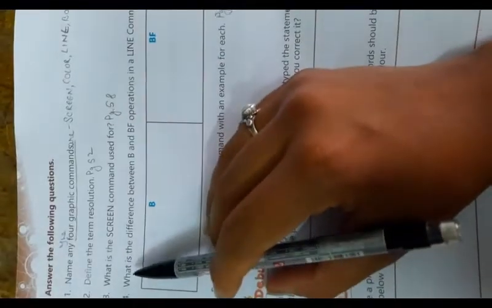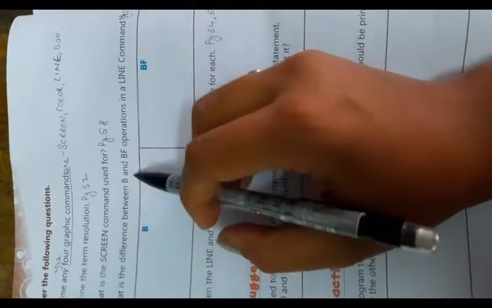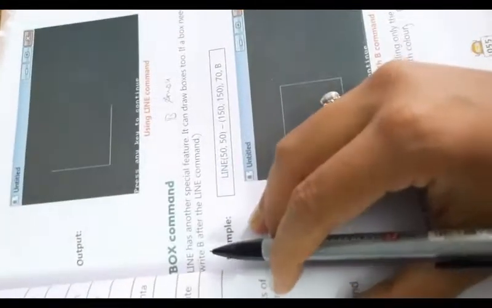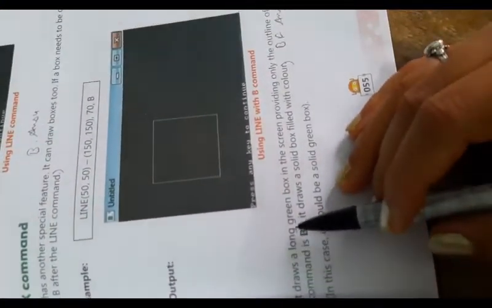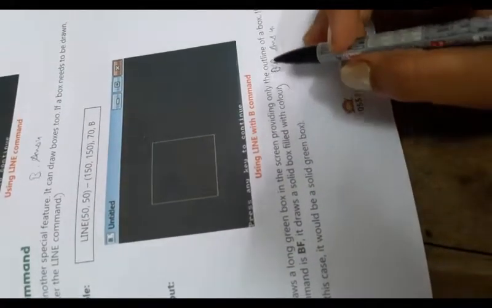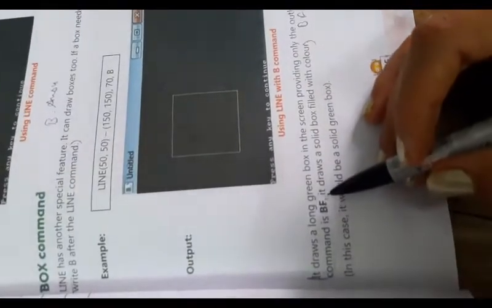Answer number 4. Question, what is the difference between B and BF operation in a LINE command? Open page number 55. For B you will write, LINE has another special feature, it can draw boxes too. If a box needs to be drawn, write B after the LINE command. And for BF you will write, B draws a box on the screen showing only the outline of the box. If the command is BF, it draws a solid box filled with color. This is answer number 4.